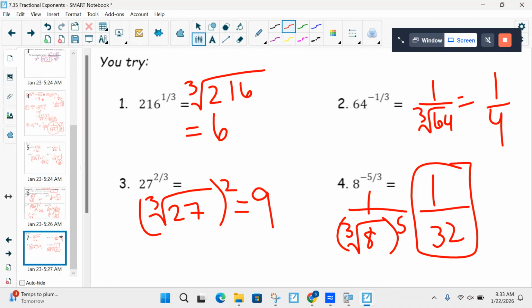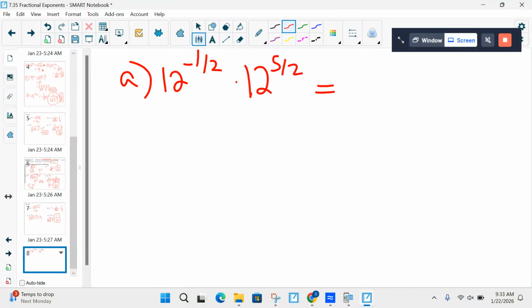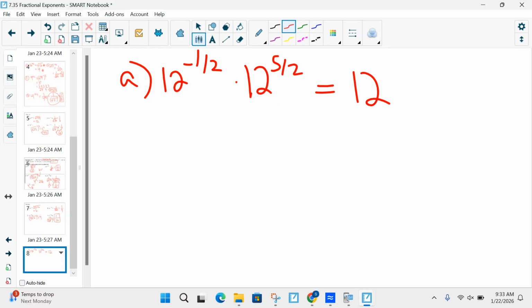Okay, so you guys good on those answers? If you're not, go ahead and fix what your answer was. And we have a couple minutes to try some of those last questions, just for fun. Part A. 12 to the negative 1/2 times 12 to the 5/2 is equal to 12 to the what power? When you multiply powers with the same base, you add the exponents together. So 12 to the what power?